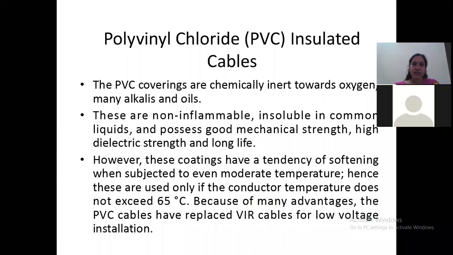Next, coming to the features, these are non-inflammable, insoluble in common liquids, possess good mechanical strength, high dielectric strength, and longer life. However, these coatings have a tendency of softening when subject to even moderate temperature. Hence, these are used only if the conductor temperature does not exceed 65 degrees centigrade. Because of many advantages, the PVC cables have replaced VIR cables for the low voltage installation. So, PVC has replaced the VIR cables.